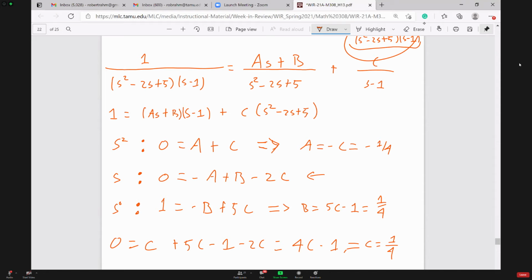Okay, so I know the coefficient of s squared on the left-hand side is 0, because the left-hand side is 1. So the coefficient on s squared on the left-hand side is 0. And on the right-hand side, I figured out, the A plus C, that's just the coefficient of s squared on the right-hand side. Okay, I see. Yeah.